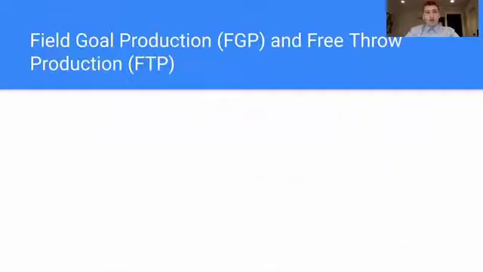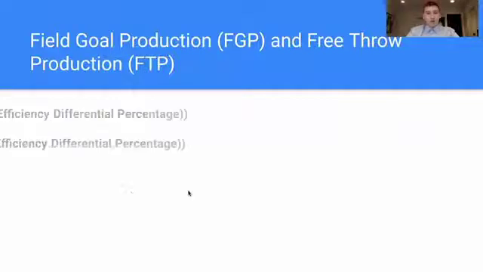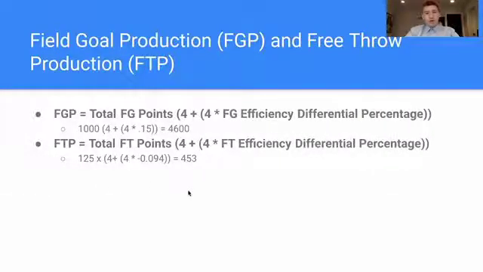Field goal production and free throw production. These two values are added up to determine the scoring production value of the player. The field goal production of a player is equal to the total field goal points multiplied by 4 plus 4 times the field goal efficiency differential percentage.